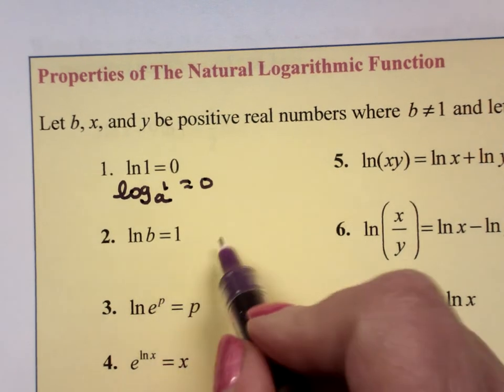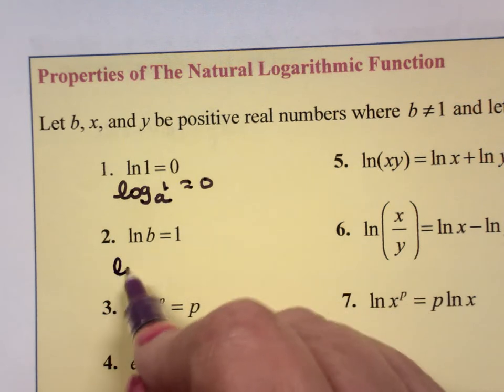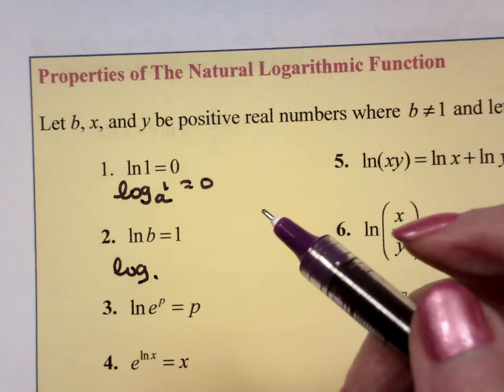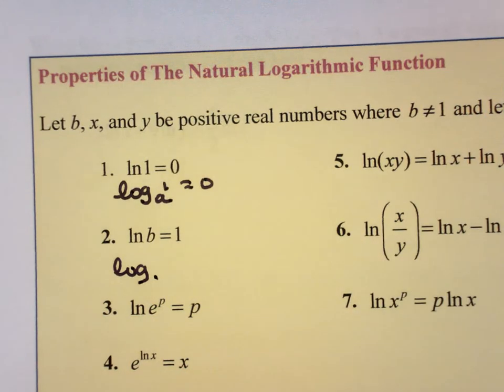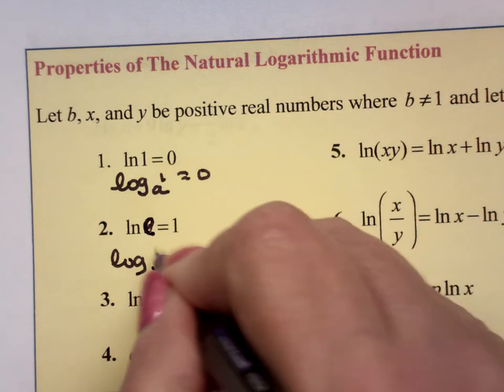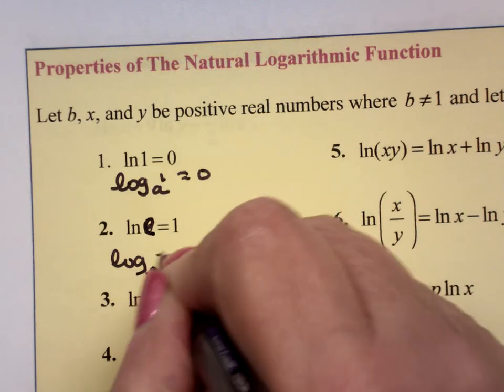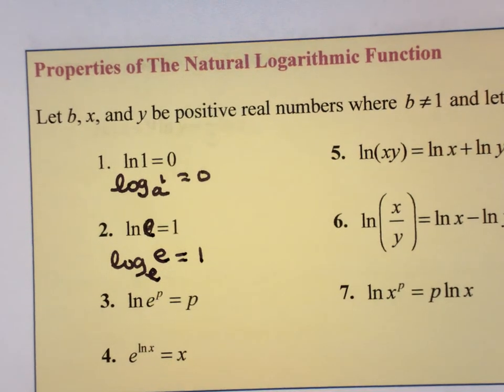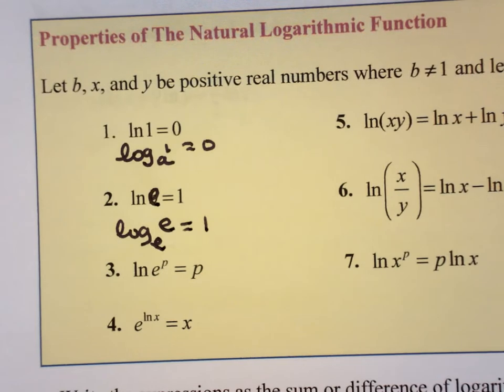Natural log of b is 1. That means log base... That's not true. What letter should that be instead of b? E. Natural log, so log base e of e is 1. So they can't even do it right. I'm sorry.